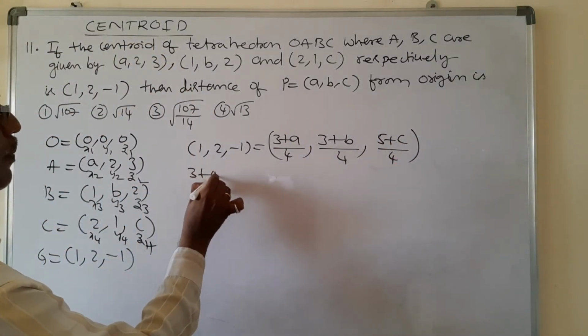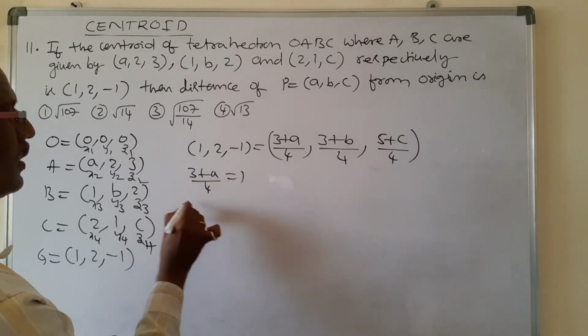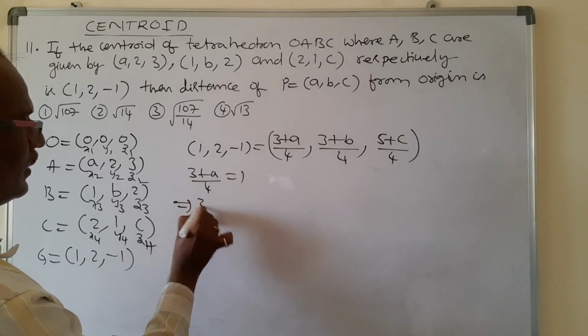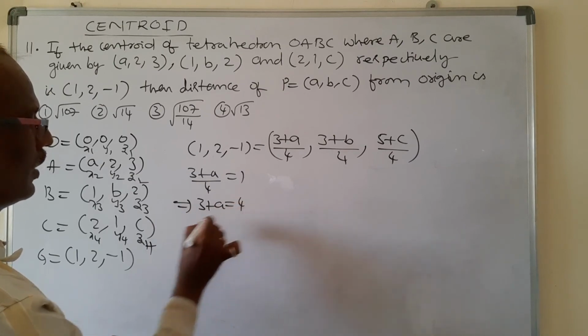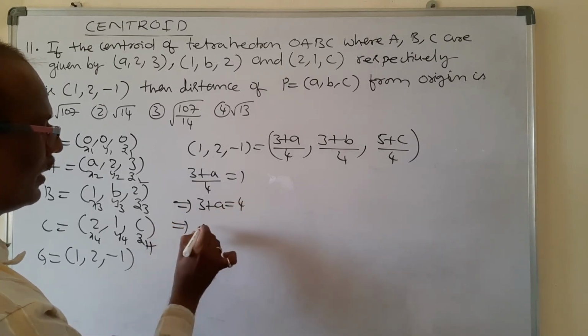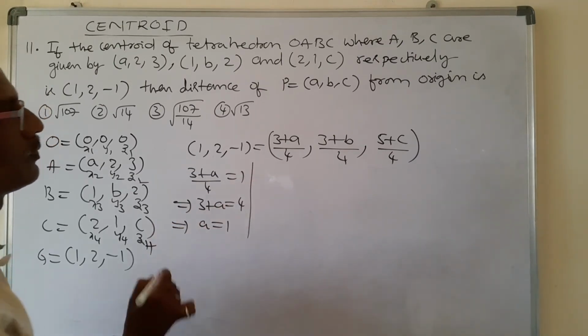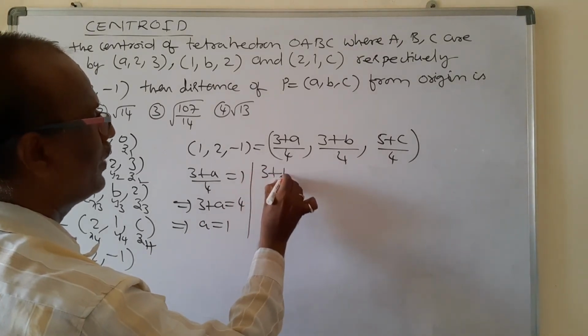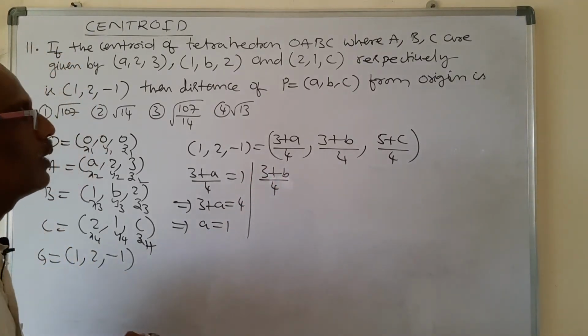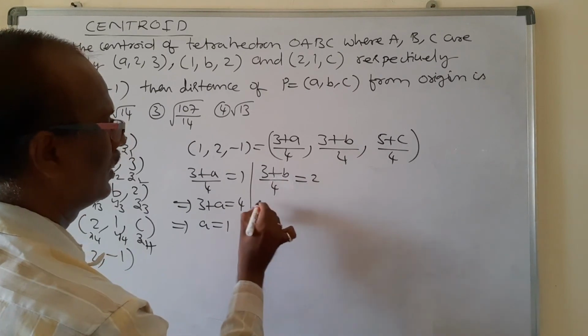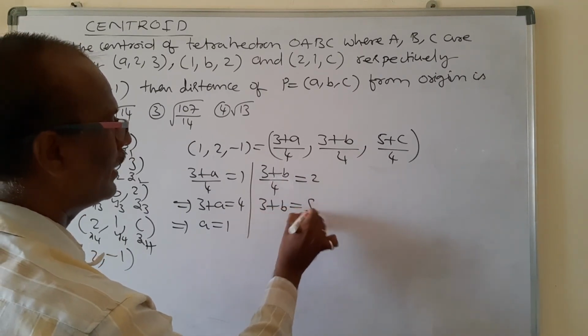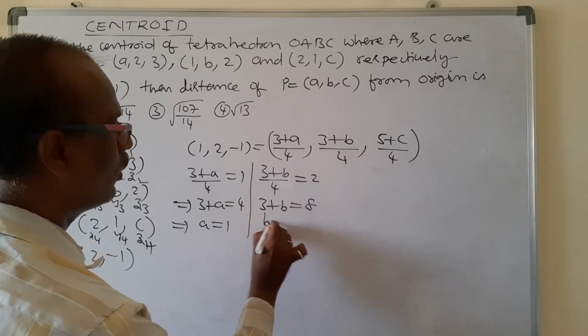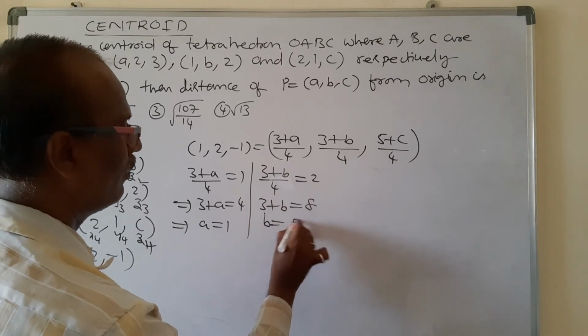(3 plus a) by 4 equals 1. Cross multiply: 3 plus a equals 4, a equals 4 minus 3, a equals 1. (3 plus b) by 4 equals 2, so 3 plus b equals 8, 4 into 2 is 8, b equals 8 minus 3, which is 5.